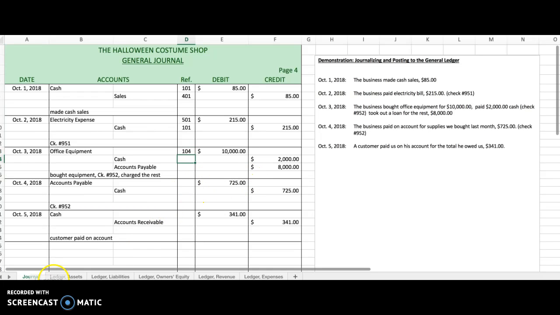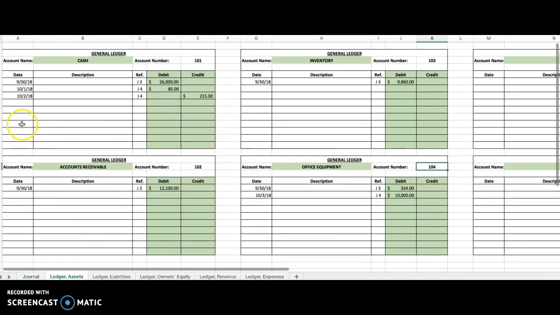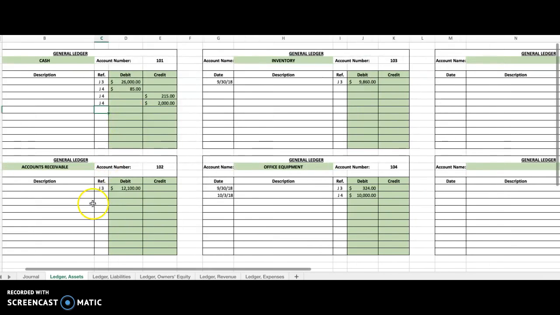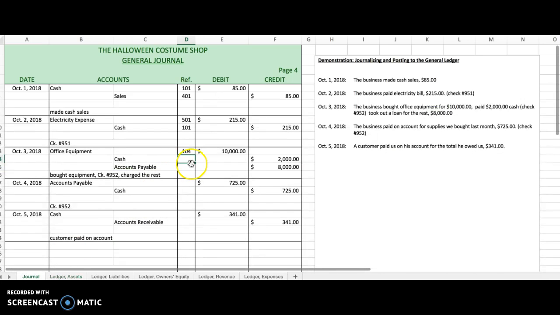Cash, again, is credited. We spent some money. We didn't spend 10,000, but we spent part of it. And we have to find the cash account again. And it's credited by 2,000. Came from journal page 4. So you can see the cash account is used very often. 101, back in the journal.